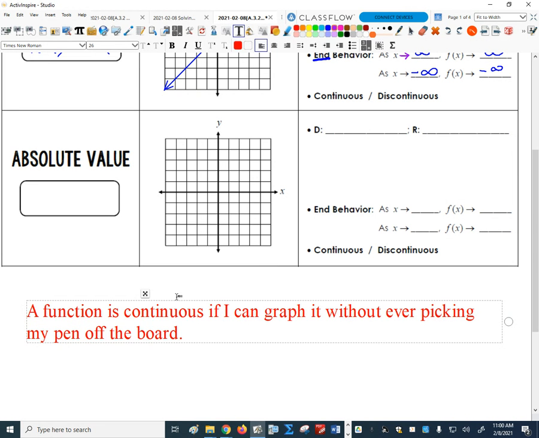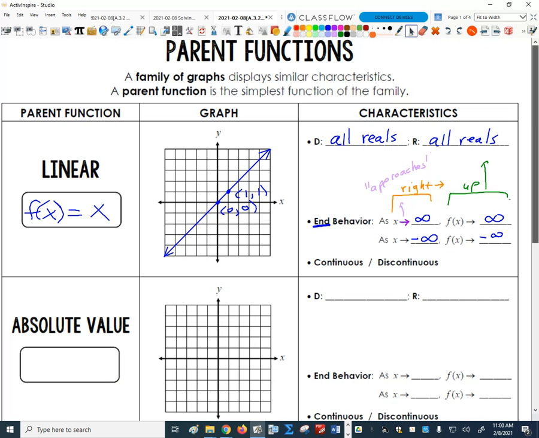That's our definition of a continuous function. Okay, so you tell me, is this function continuous? Could I graph this entire line without ever picking my pen off the board? Yes or no? Yeah, I see people shaking their heads. Yeah, I could, couldn't I? There's no reason for me to pick my pen off the board. And so the answer is continuous. That's all we're doing for these functions.